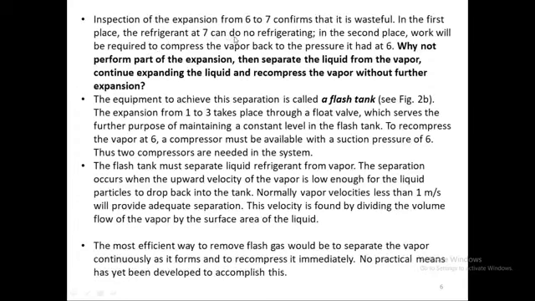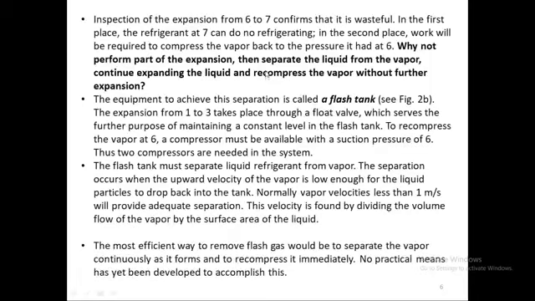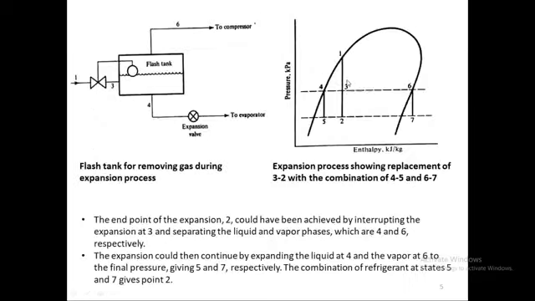So inspection of the expansion from 6 to 7 confirms that it is wasteful. As you can see, 6 to 7, if we use just one compressor, then from this point we have to expand it down to 7, because our compressor will be somewhere here with the evaporator. So it will be again wasteful. It will expand it, but we will not get any benefit out of it. In the first place, the refrigerant at 7 can do no refrigerating. In the second place, work will be required to compress the vapor back to the pressure it had at 6.